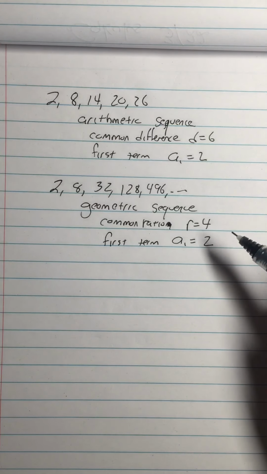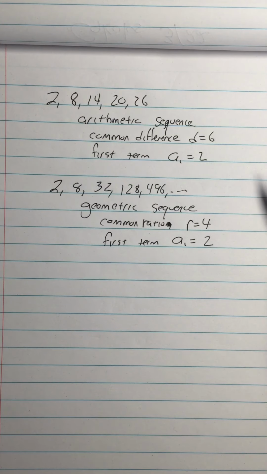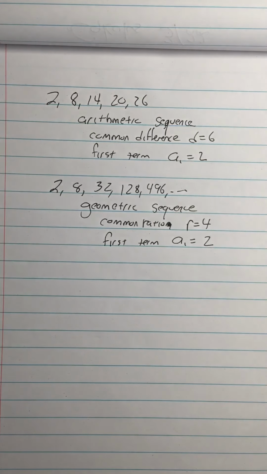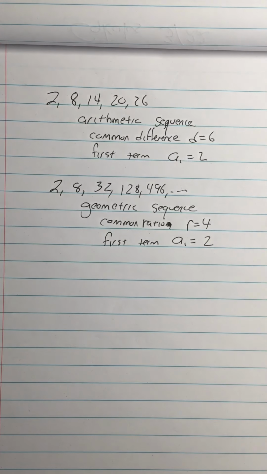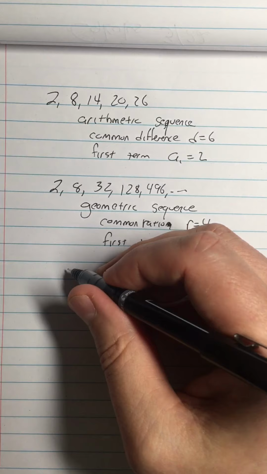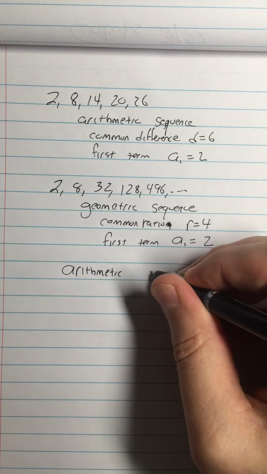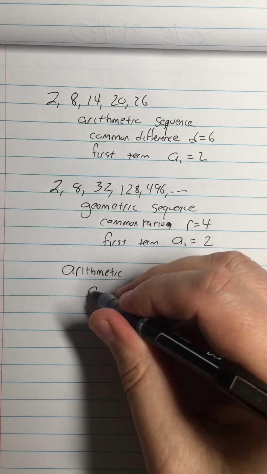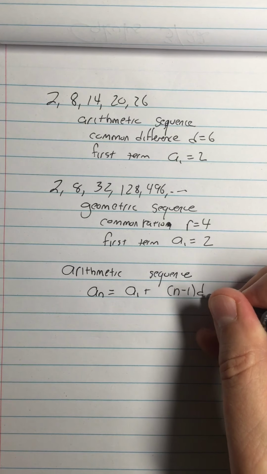So again, with both geometric and arithmetic sequences, the entire sequence is determined by two numbers. If I know the first term and the common difference, I know every number in the sequence. If I know the first term and the common ratio, and I know it's a geometric sequence, I know every term in the sequence. In fact, there's a formula that can tell you that. So for an arithmetic sequence, and these are formulas you probably have seen before, but you may have forgotten, a sub n is equal to a sub 1 plus (n minus 1)d.